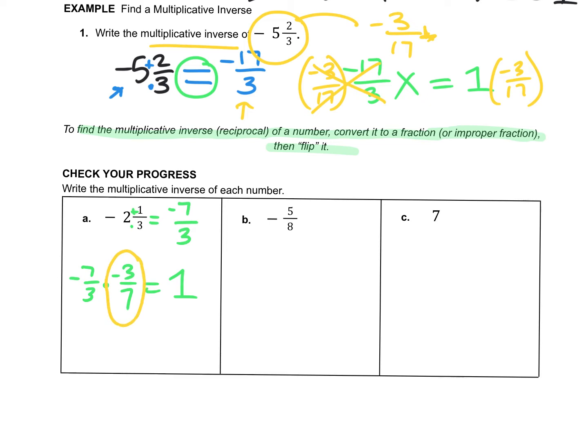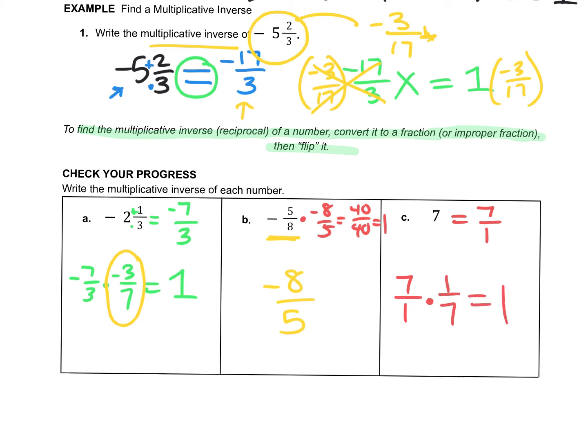See if you're ready to try -5/8. If I multiply that by -8/5, I would get 40 over 40, which is equal to 1. So my multiplicative inverse of -5/8 is -8/5. Now 7. 7 is the same as 7 over 1. So to make this a product of 1, 7 over 1 times 1/7 is 1. So the multiplicative inverse of 7 is 1/7.